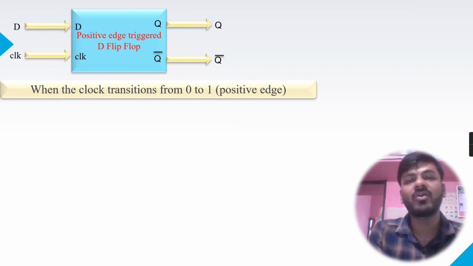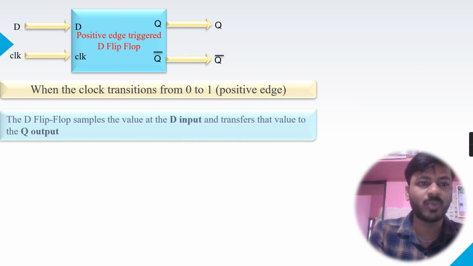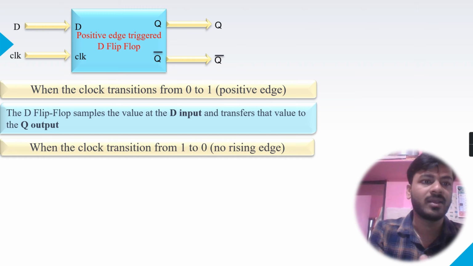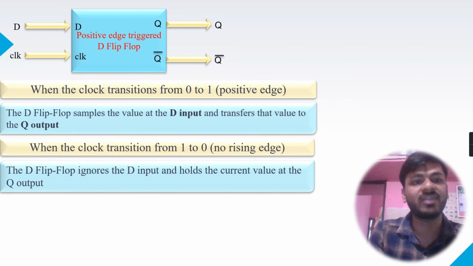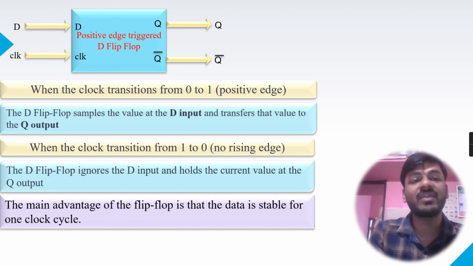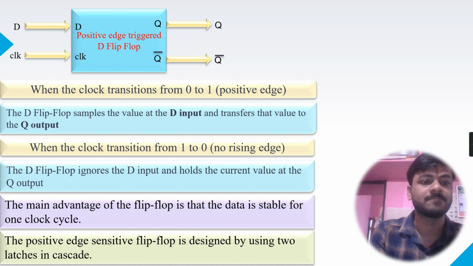It has two inputs, D and clock, and two outputs, that is Q and Q bar. If I talk about functionality, if there is a positive edge, then the flip-flop samples the value at the input and transfers that value to the output Q. And if there is no edge, that means if there is no edge, then it will ignore the input value D and it will hold the current value at the Q output. Again, the main advantage of a flip-flop is that the data is stable for one clock cycle.